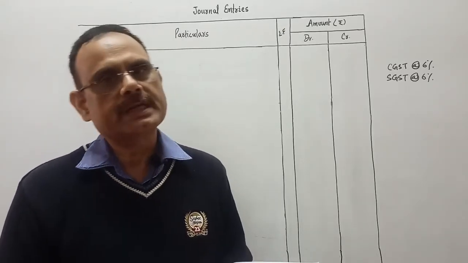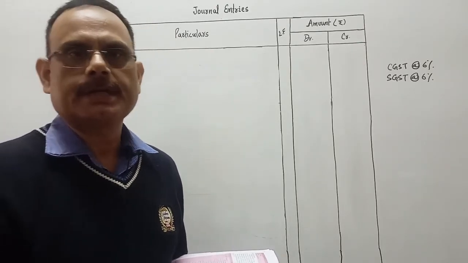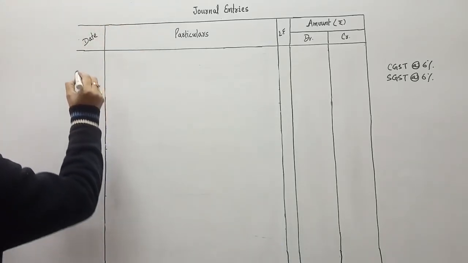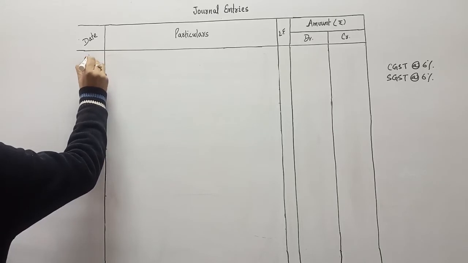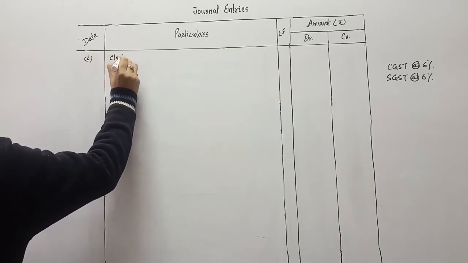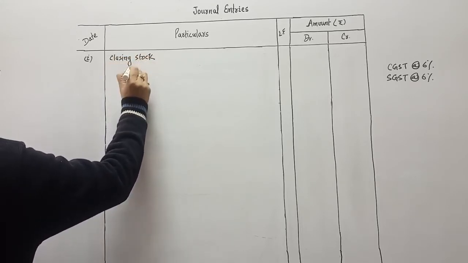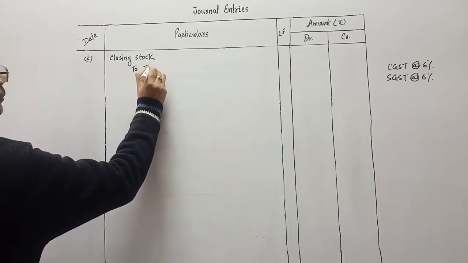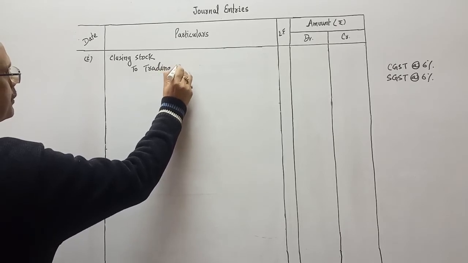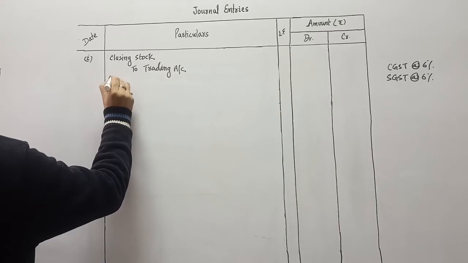So the first is closing stock. In closing stock, CGST and SGST is not taken into consideration because it has already been done earlier. So when it is related to closing stock, closing stock account debit to trading account. Being closing stock, narration will be very simple.